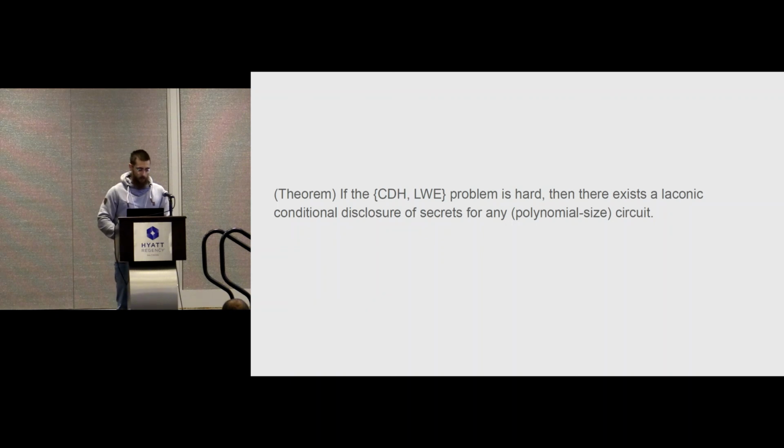So this is the main theorem of the work. If the computational Diffie-Hellman or LWE problem is hard, then there exists a laconic conditional disclosure of secrets for any polynomial size circuit. So that's it. For those of you who are not familiar with the CDH and LWE problems, the computational Diffie-Hellman problem is a very old problem. It was essentially one of the first problems from which we knew public key cryptography, and the LWE stands for learning with errors. It's a very standard problem over lattices. And these two are sort of the bread and butter of public key cryptography. So once you have a primitive from that, which is public key, you can consider yourself happy.